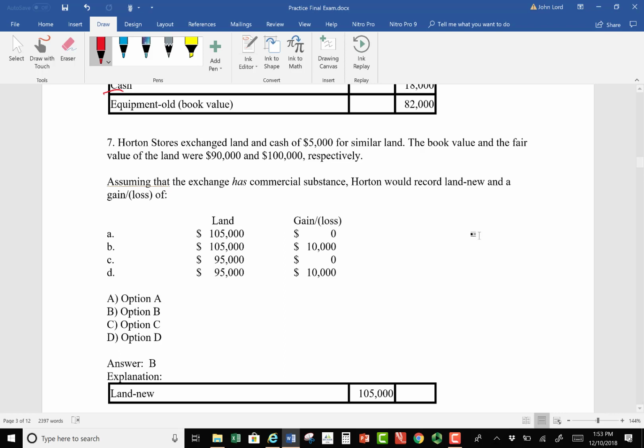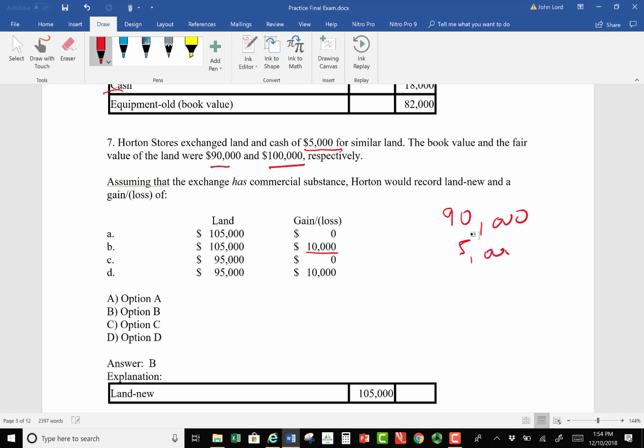The gain is pretty easy. It's 10,000. It's the book value of the land versus the fair value. There's a 10,000 gain there, isn't there? Okay. Now, the new value of the land, and this is what I'm talking about, knowing how to do it, because if I give you a multiple choice question like this on the exam, you don't want to do the whole journal entry and plug it to figure out what the new land comes in at. So I would simply say the book value of the land was what? 90,000. The book value of the cash was what?